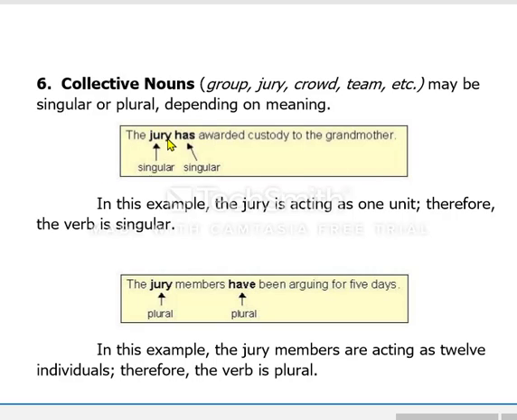Now here in this sentence, the things are different. The jury members have been arguing for 5 days. Now in the first sentence there was only the word jury. Now here there is the addition of the word members. Now you will consider this collective noun as plural form, and you will use have, not has, in this kind of sentence. In this example, the jury members are acting as 12 individuals, therefore the verb is plural.